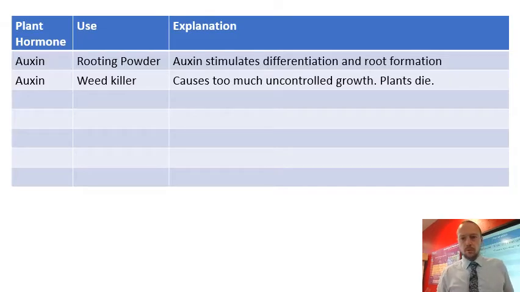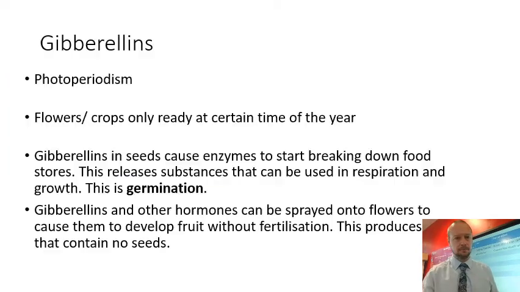Right, so if there's one thing you're going to produce in your notes from this lesson, a summary table. So don't just completely copy off this, copy it down. Try and put a few extra things in that I say, not just what I've put into this table. But we've got 2 uses there: auxins, rooting powder, stimulates root formation. Number 2, weed killer, because it causes uncontrolled growth. Plants grow too fast and die.